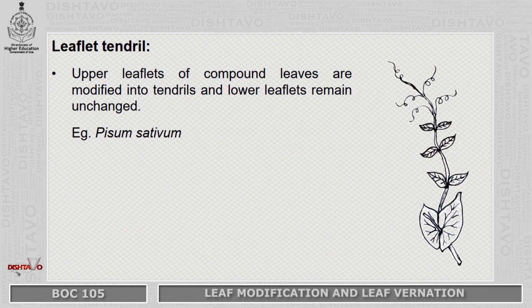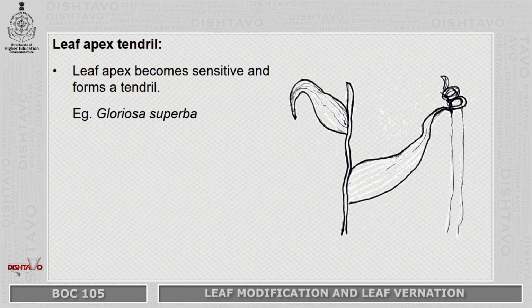The second one is leaflet tendril. The upper leaflets of the compound leaves are modified into tendrils, and lower leaflets remain unchanged. This is seen in Pisum sativum or the green pea. The third one is leaf apex tendril. Only the apical portion of the leaf becomes sensitive and forms a tendril and helps in giving support to the plant. This is seen in a plant called Gloriosa superba.